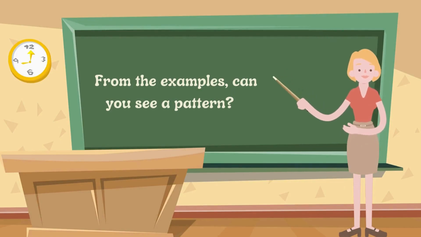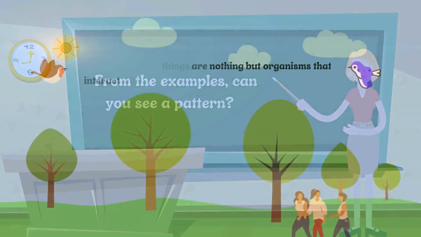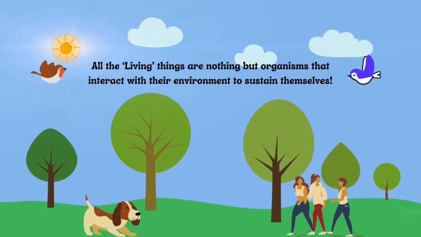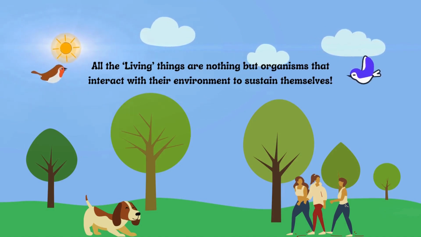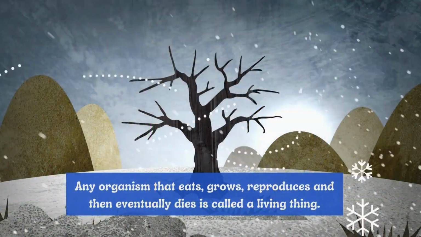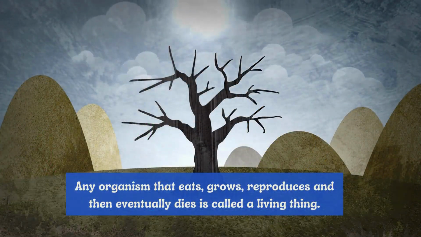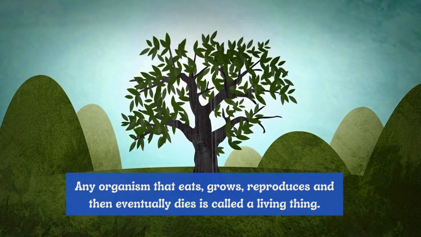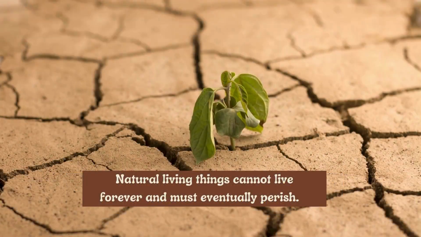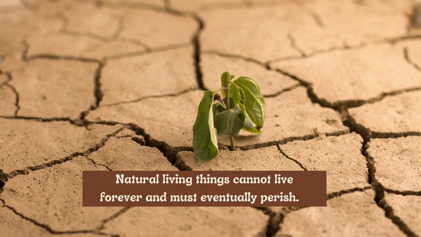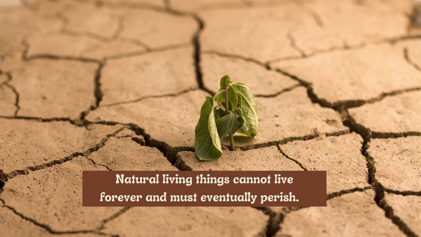From the examples, can you see a pattern? All the living things are nothing but organisms that interact with their environment to sustain themselves. Any organism that eats, grows, reproduces, and then eventually dies is called a living thing. Natural living things cannot live forever and must eventually perish.